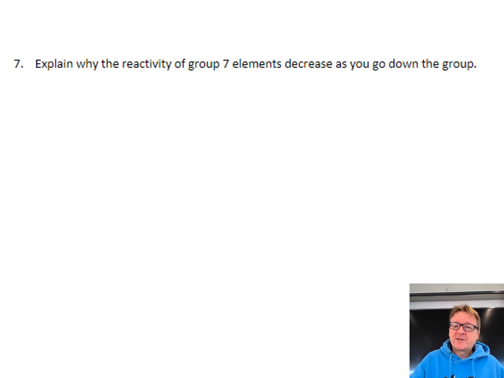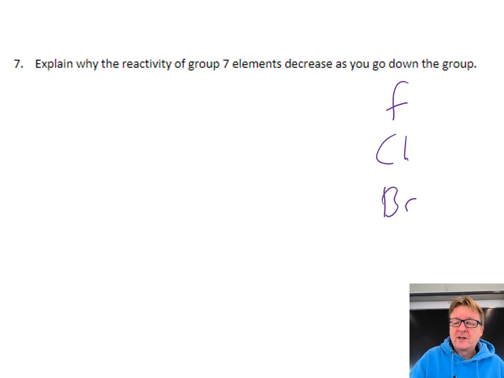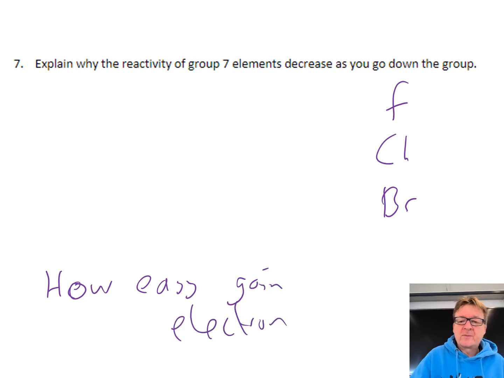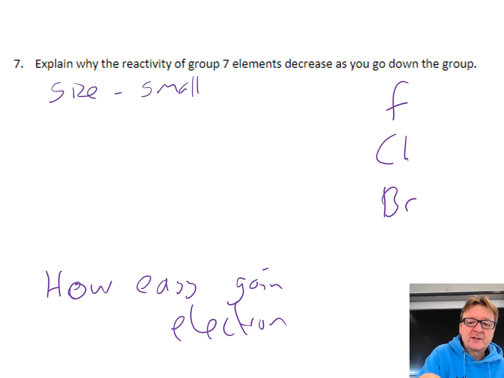Explain why the reactivity of group 7 decreases. So we've got fluorine, chlorine, bromine. This time it is how easy it is to gain an electron. Fluorine can gain an electron easier because of size: the smaller it is, the more reactive. The easier it is to gain the electron.